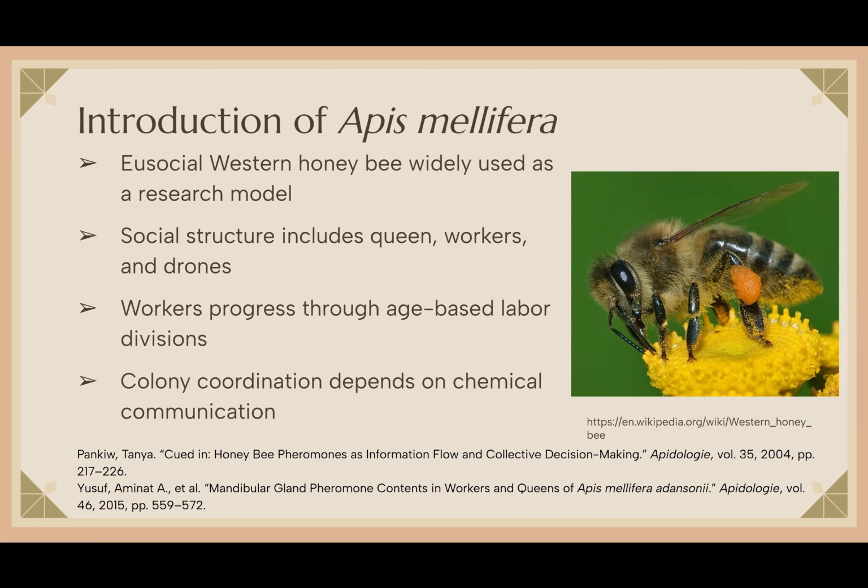most known as the Western honeybee, is a eusocial species, meaning individuals in the colony share labor and cooperate across generations. The colony includes three main castes, which are the queen, workers, and the drones. One key feature of honeybees is that the workers progress through different roles as they age, from cleaning and brood care to guarding and eventually foraging. Their entire colony functions through chemical communication, especially pheromones, which regulate everything from task division to reproduction.